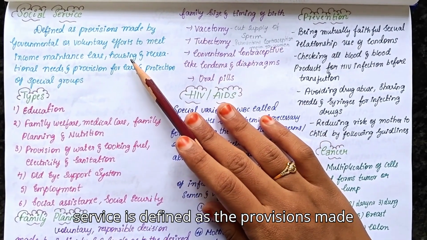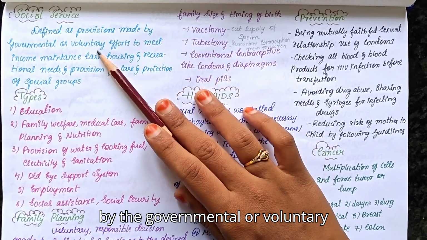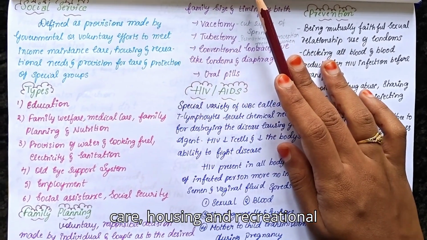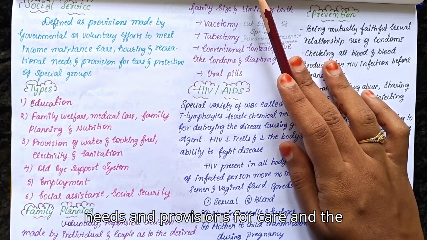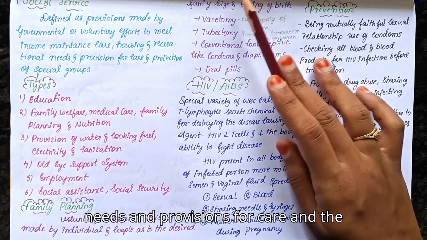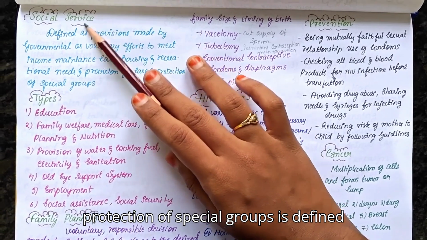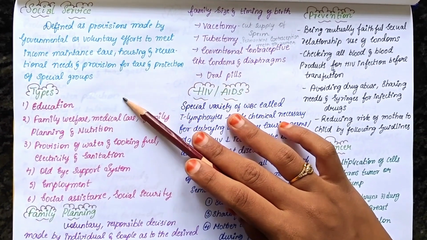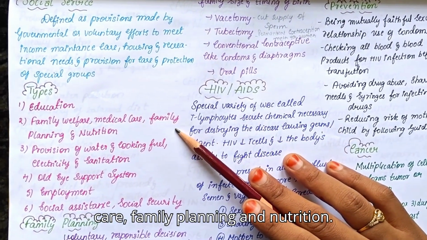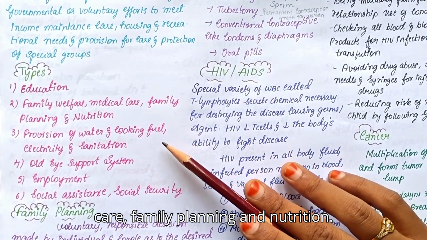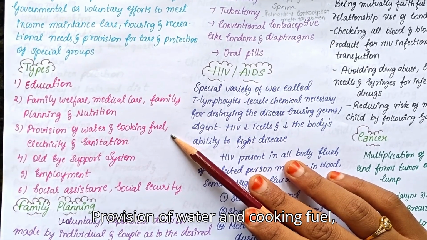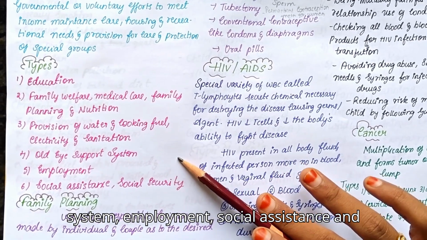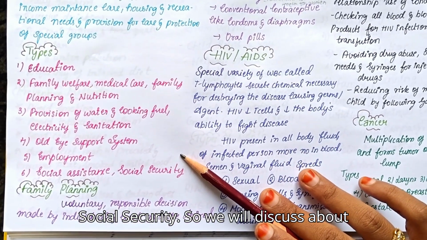Social service is defined as the provisions made by governmental or voluntary efforts to meet the income maintenance, care, housing and recreational needs, and provisions for care and the protection of special groups. There are different types of social service such as education, family welfare and medical care, family planning and nutrition, provision of water and cooking fuel, electricity, sanitation, old age support system, employment, social assistance and social security.